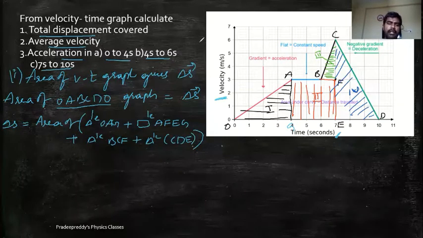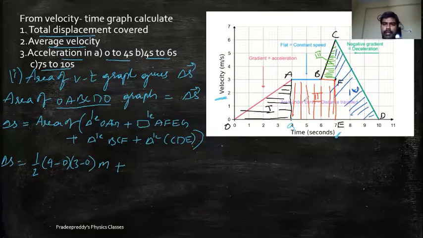Now I should find out the area of the triangle. Delta S is equal to, first triangle, half into base into height. Half into base, which is 4 minus 0. And what about the height of this triangle? AG. AG is nothing but 3 minus 0. And the unit will be meter, plus.